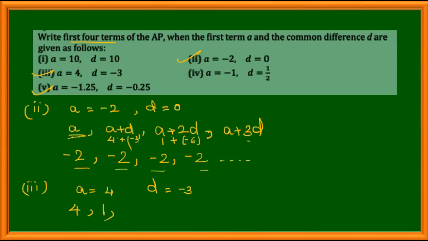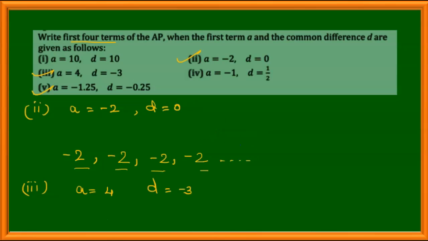If we subtract minus 3, you should subtract d from each term, isn't it? I am saying A is given, D is given. How to write all the 4 terms? Simply subtract.